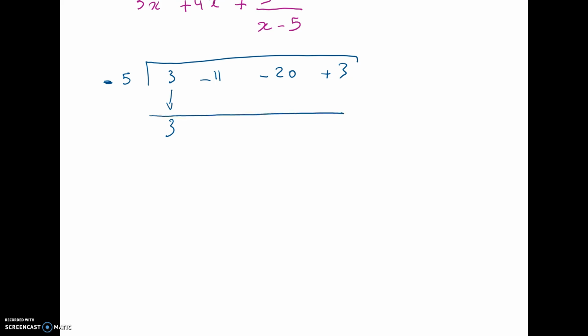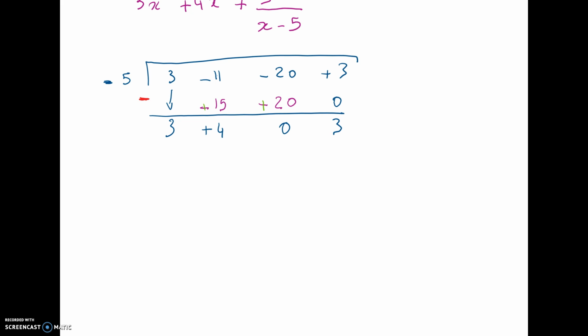I am going to multiply negative 5 by 3, that gives me negative 15. And I know that I need to subtract, so the negative 15 becomes a plus, and I end up with negative 11 plus 15, that gives me plus 4. Then I continue: I multiply negative 5 by plus 4, that gives me negative 20. Because I have a subtraction sign, minus by minus gives me a plus, and I end up with 0. And then negative 5 times 0 equals 0, and when I subtract, I end up with 3.